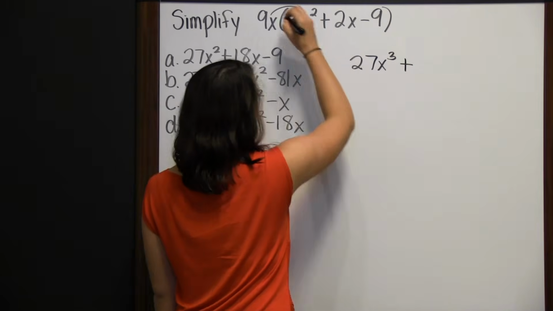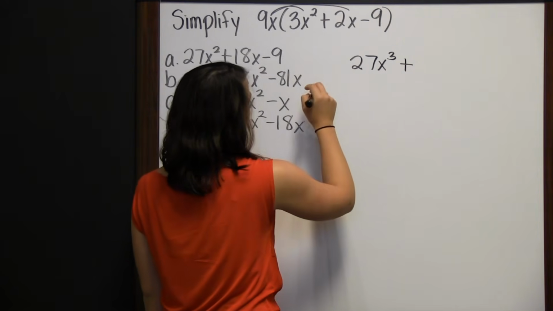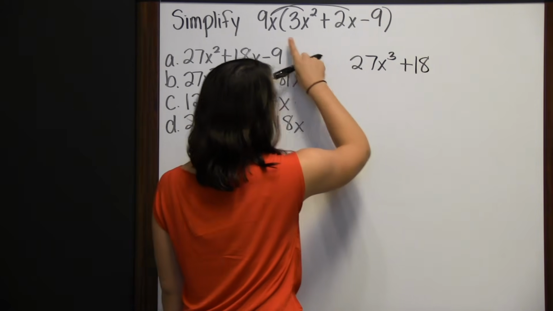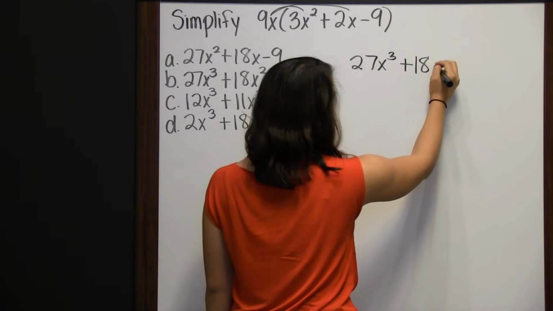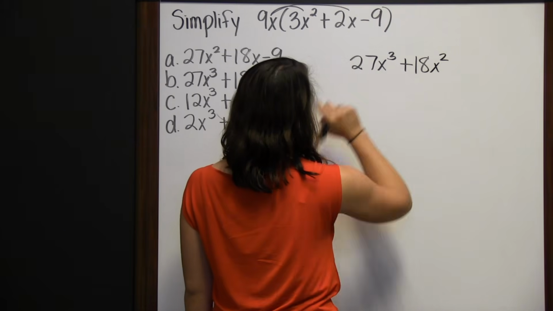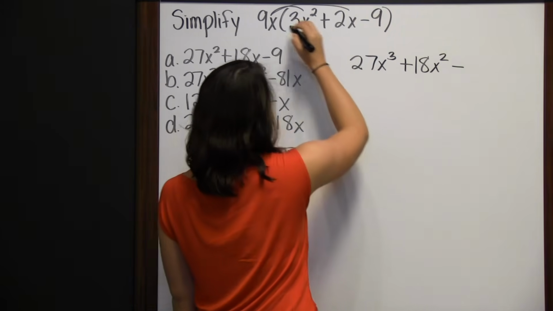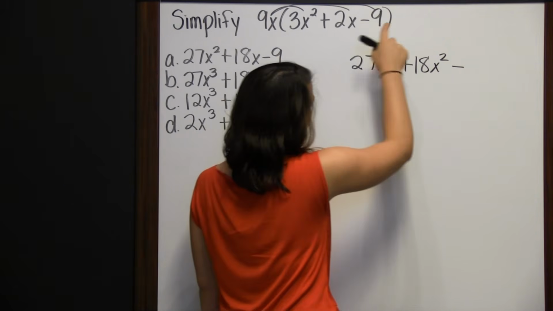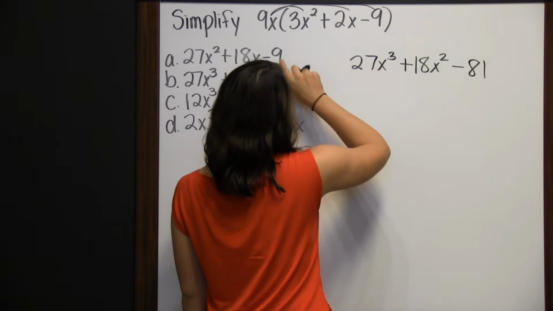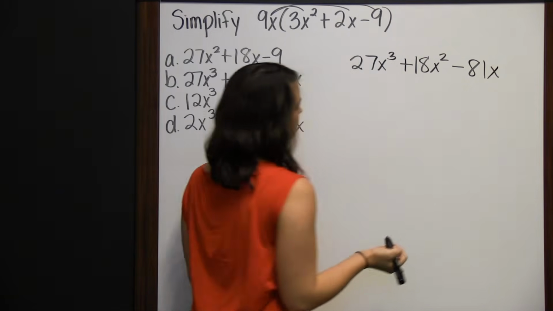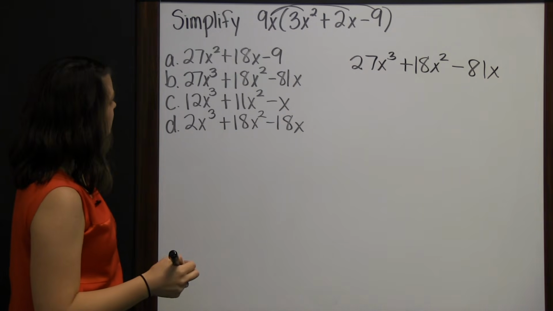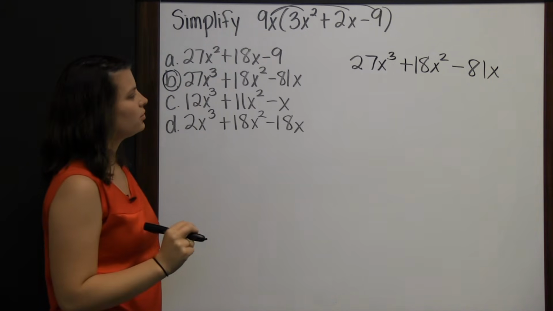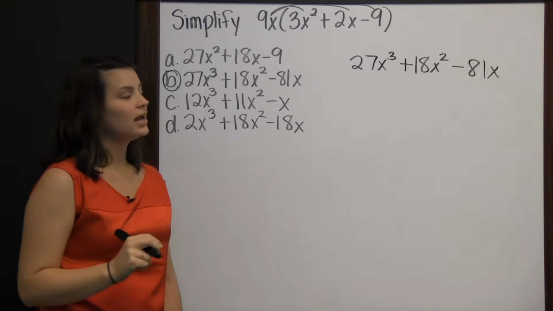Plus 9x times 2x, 9 times 2 is 18. X times x is x squared. Minus 9x times 9. 9 times 9 is 81x. And that would be answer choice B. 27x cubed plus 18x squared minus 81x.